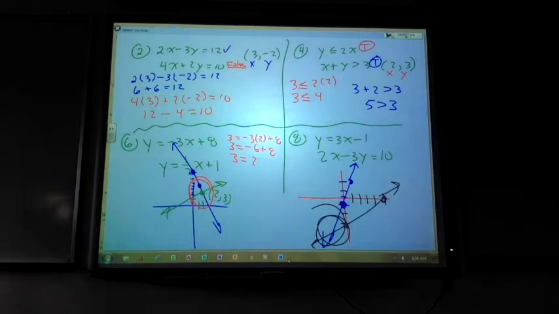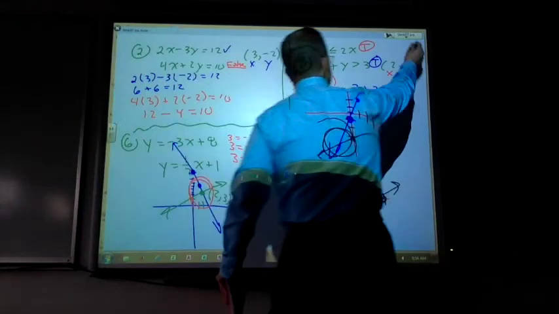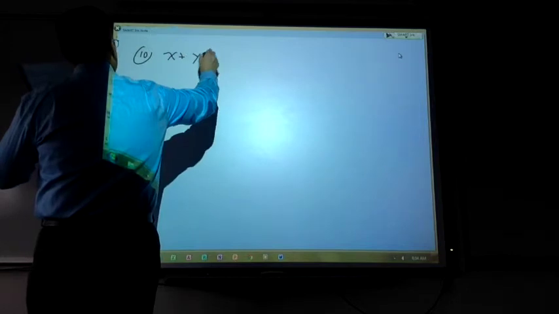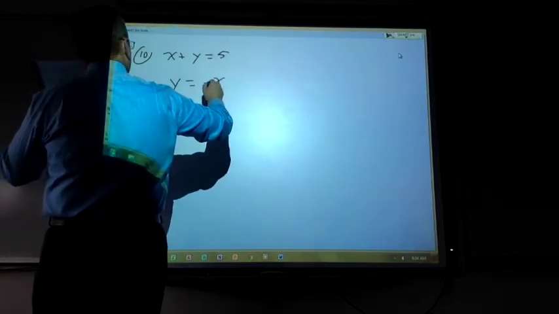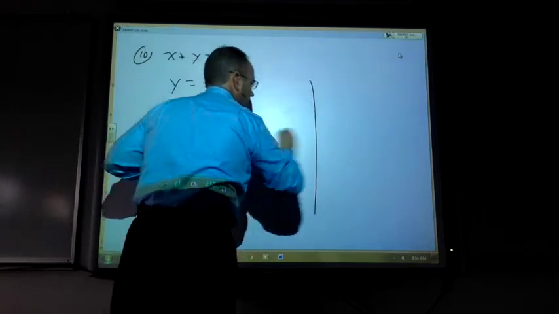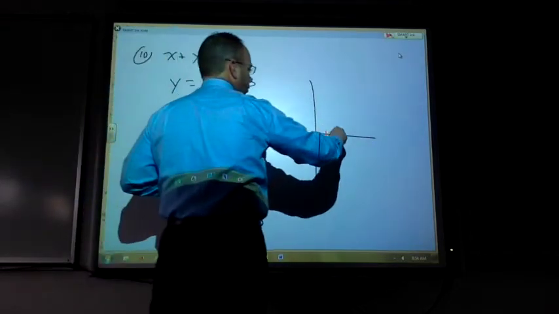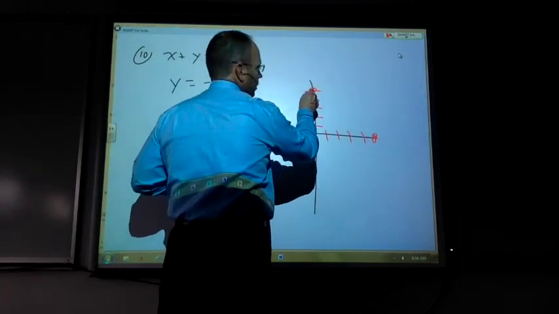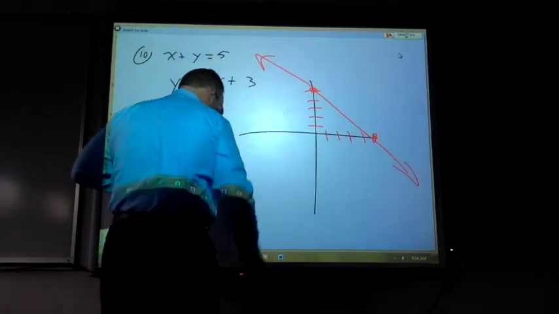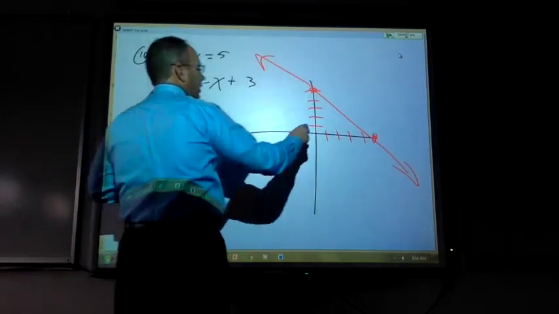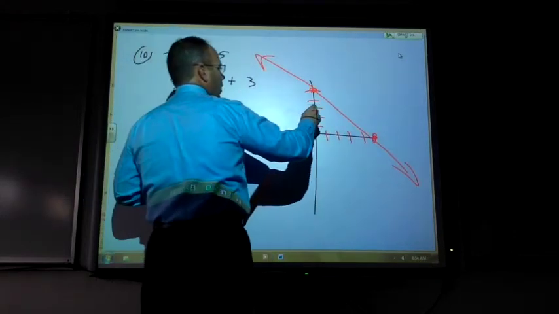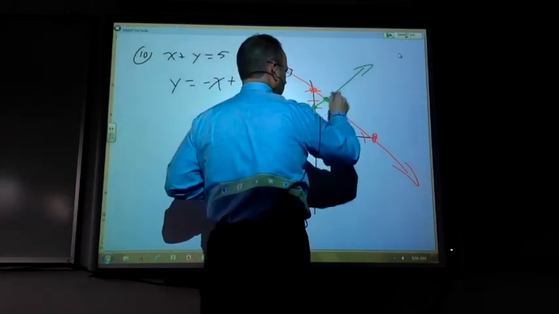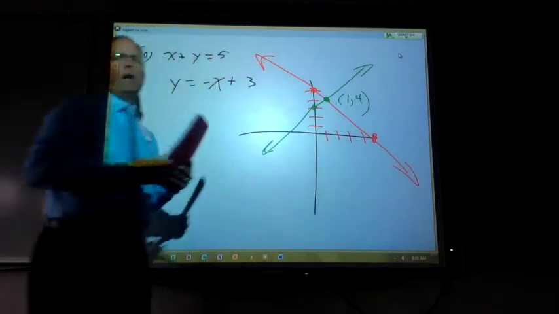And then number 10, hopefully number 10 goes a little bit better than this. Oh wait, number 10, did we get a solution? I think there's no solution. X equals 5. 1, 2, 3, 4, and 5. Y is 5. 1, 2, 3, 4, 5. Plus 3. 1, 2, 3. And then I'm going to go up 1, right 1. It looks like it's going to cross there. So that's at 1 comma 4 maybe? How can I verify?